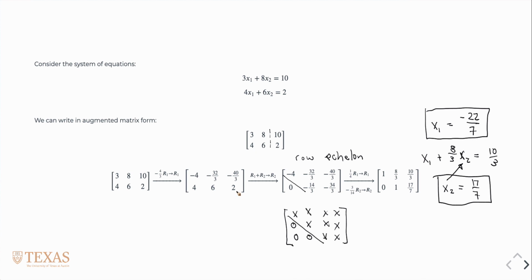So this process of putting the augmented matrix in row echelon form, solving for the last equation basically by inspection, and then substituting in from the last equation to the row above, and so on, was called back substitution. And this entire process of putting a matrix in row echelon form and then back substitution is called Gaussian elimination.